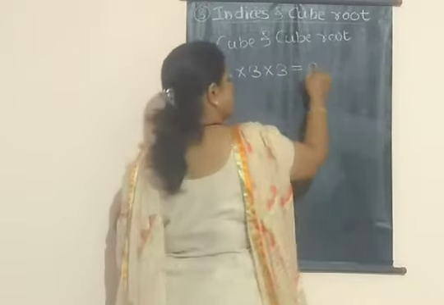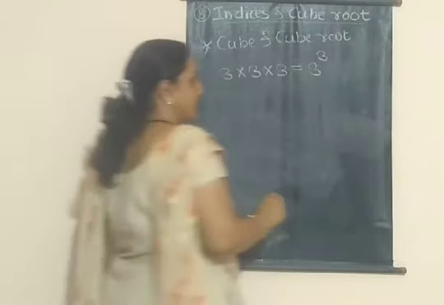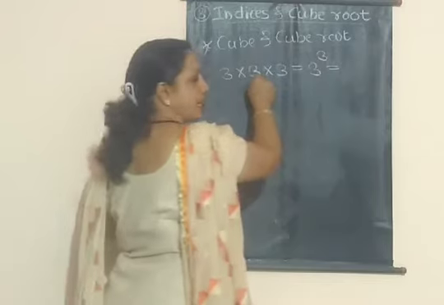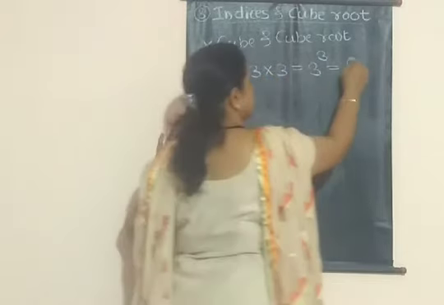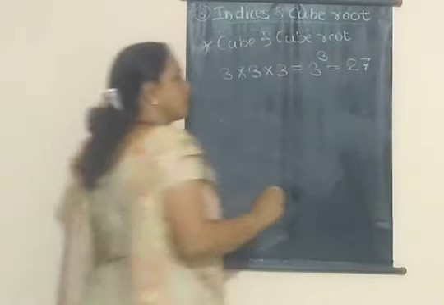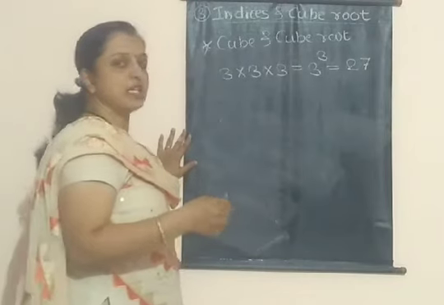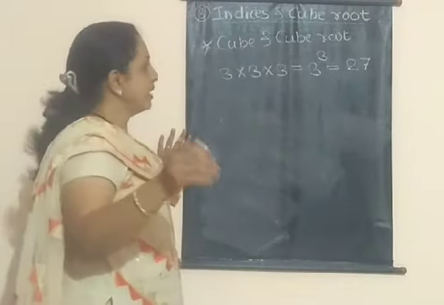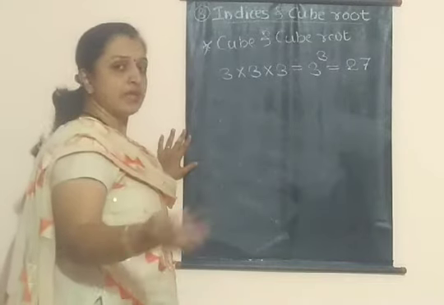So you can write this as the cube of 3. And what is it? 3 into 3, that is 9. 9 into 3, that is 27. So the cube of 3 is 27. If a number is multiplied by itself 3 times, then that is called the cube of that number.